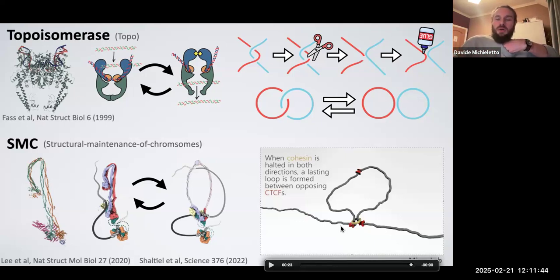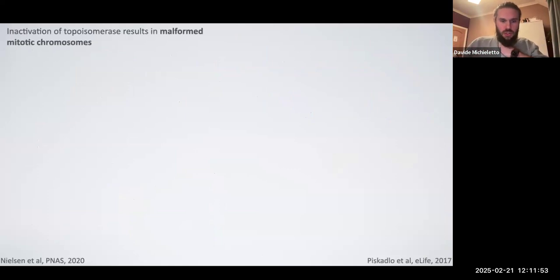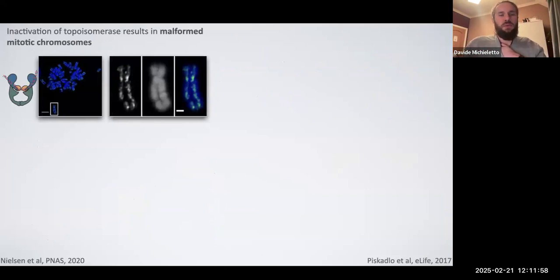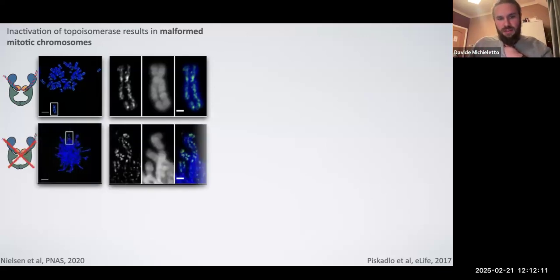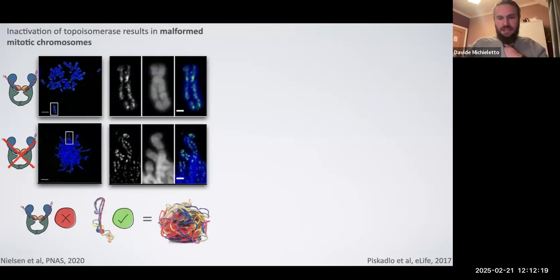Now, what I wanted to know is what is the evidence that these two proteins are important for genome topology. I'll show you a couple of pieces of evidence. One is that if you take some cells and you inactivate the topoisomerase, these are some mitotic chromosomes. This is the typical image of a mitotic chromosome that you find in textbooks. Now, if you acutely remove topoisomerase, what you get is malformed chromosomes that remain all entangled. In this case, you don't have topoisomerase, you have condensin, and the chromosomes remain entangled, which makes sense.